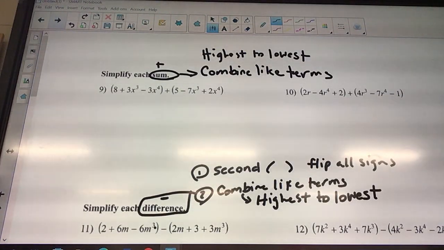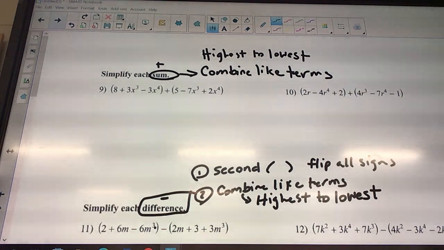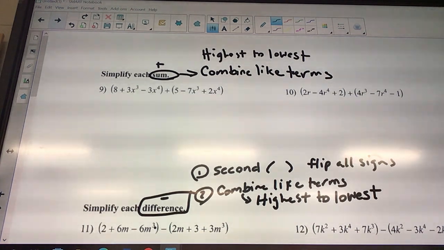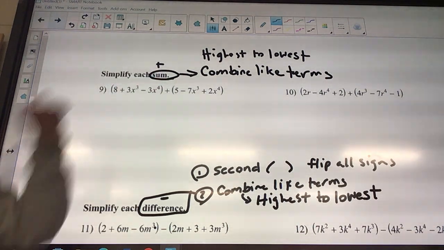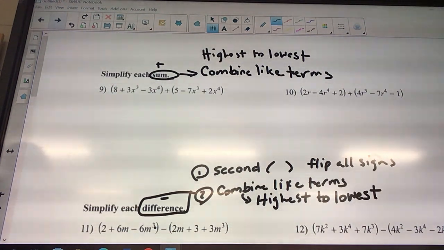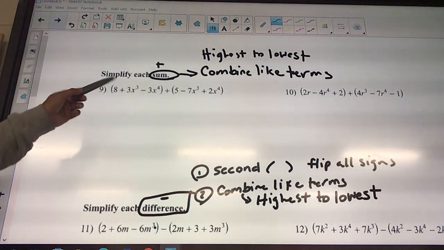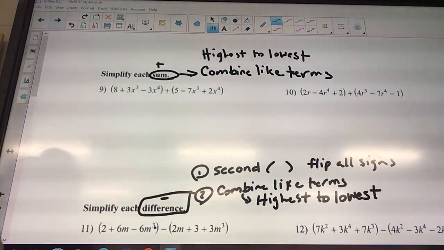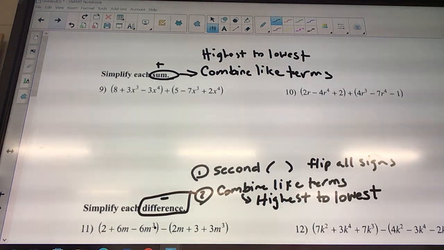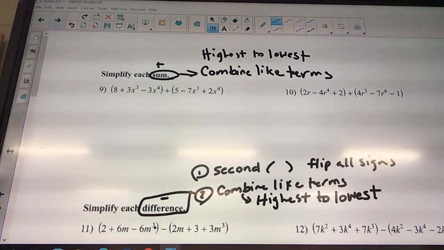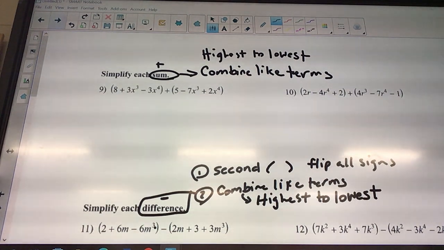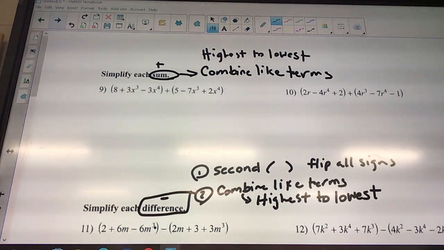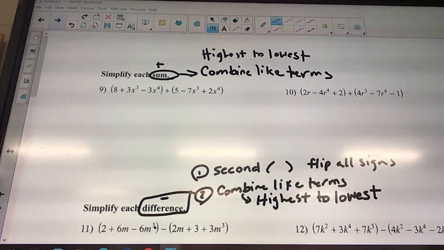Okay, number 9 and 10, okay? So it says simplify the sum, and I've already wrote notes up here, so if you want them, copy them down. You can use this on your test, okay? First of all, sum means addition. It means it'll have a plus sign. We need this to be in highest to lowest when we combine like terms. So we're going to combine like terms from highest to lowest, so the highest exponent to the lowest exponent. So I'll give you a second. You can write those down if you need them. If you don't, that's fine, or if you already know how to do these.